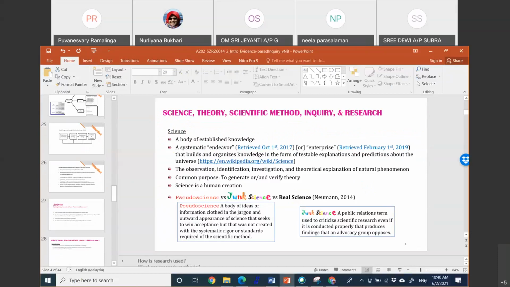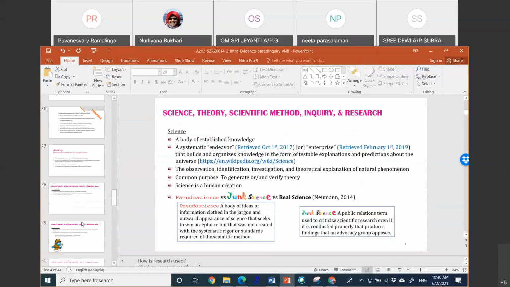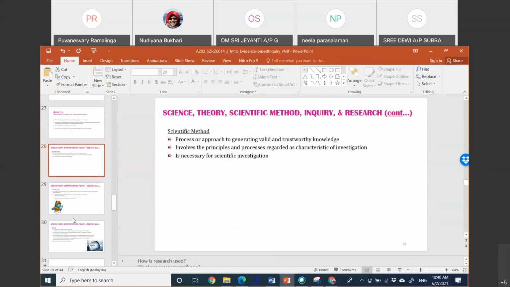Okay, so what's the time now? 10:40. I think we're going to stop before we move to paradigm.